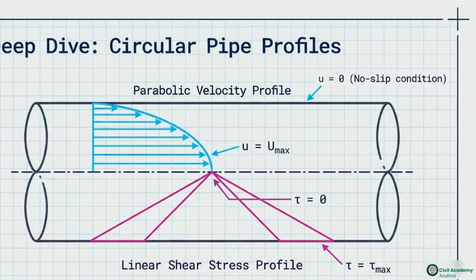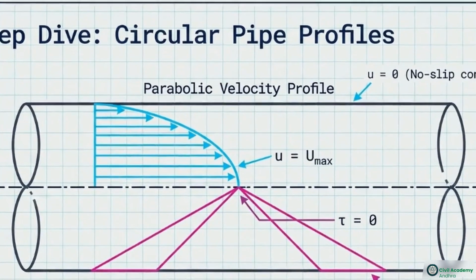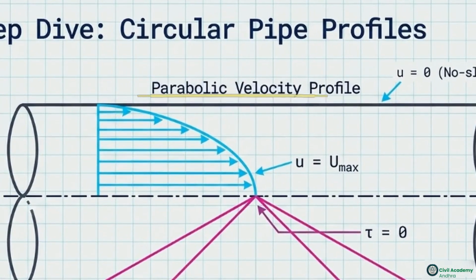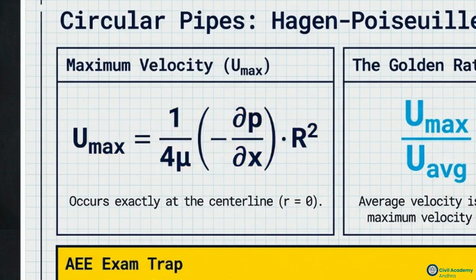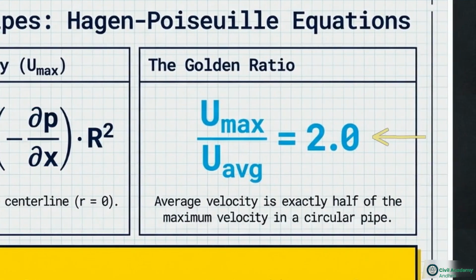Looking at the velocity profile on the same diagram, the fluid touching the stationary pipe wall has a velocity of 0 due to the no-slip condition. Integrating the linear shear stress equation produces an R-squared curve. This means the velocity profile is strictly parabolic. The Hagen-Poiseuille equations show maximum velocity depends on the pressure gradient and radius squared. Thus, the centerline maximum velocity is exactly twice the average velocity.